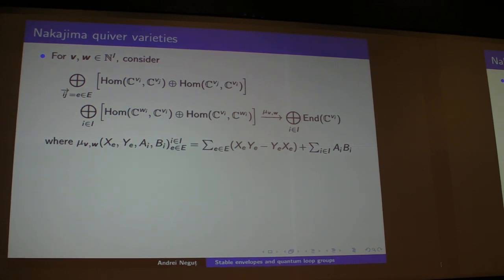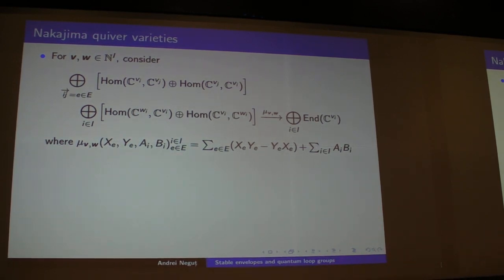You have in the left-hand side of this map the same kind of vector space as we had before. So this is the sum over all edges, homomorphisms from I to J and from J to I. But you also include a second family of homomorphisms, which correspond to a single vertex of the quiver, and the homomorphisms in the second tensor product go from an auxiliary vector space of dimension WI to the vector space of dimension VI and back. I will label the four types of homomorphisms which appear in the left-hand side of this diagram by XE, YE, indexed by edges of the quiver, and AI, BI, indexed by vertices of the quiver. And then you construct the quadratic map, which takes such a quadruple X, Y, A, B, and sends it to this expression over here.